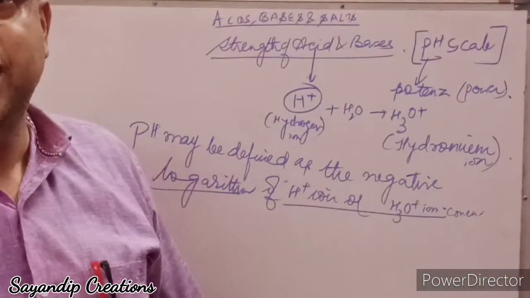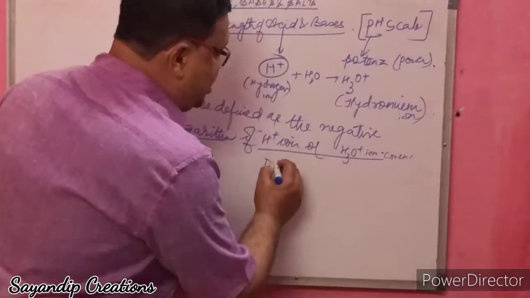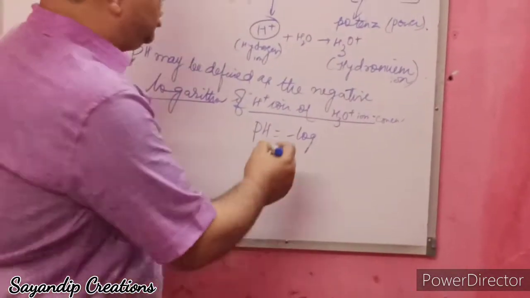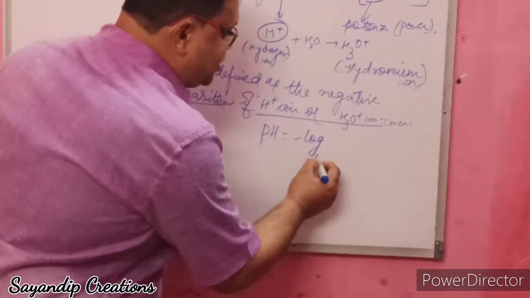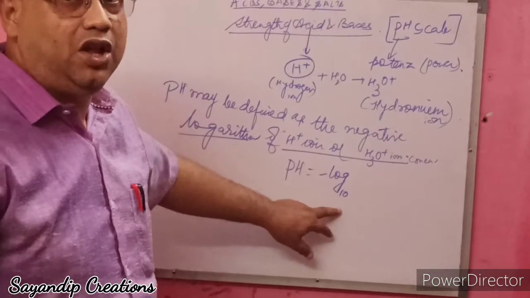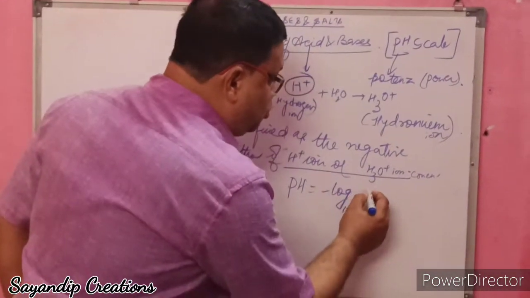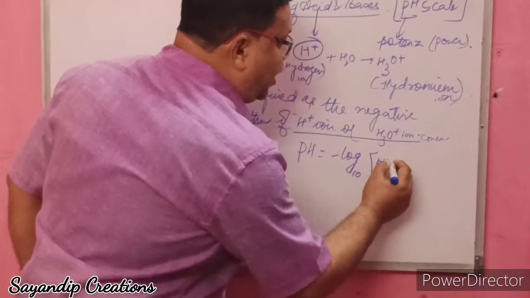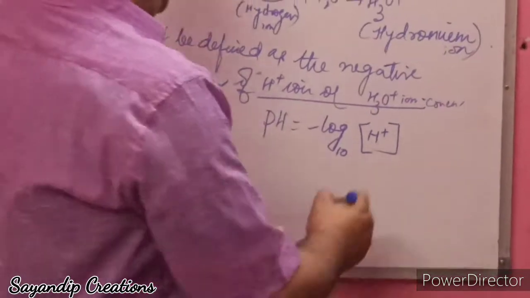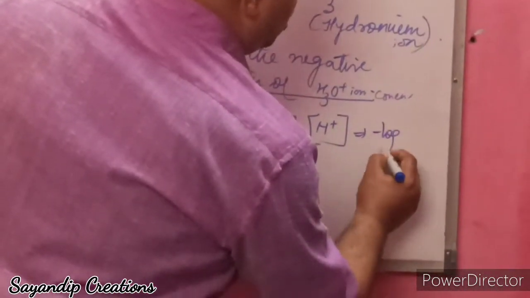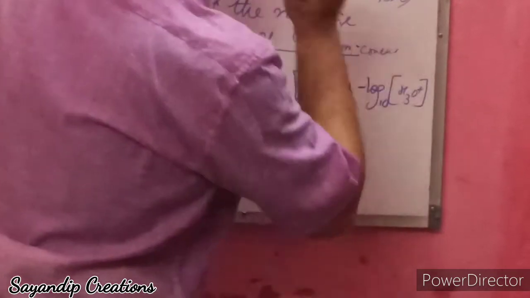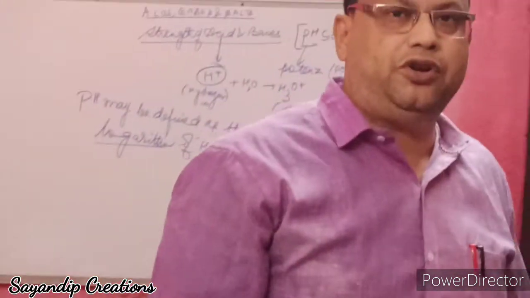What is the formula of that? The formula of pH is minus log. Minus log means logarithm to the base 10. Please note, this is minus log base 10 of the hydrogen ion concentration, the negative logarithm of hydrogen ion concentration, or minus log base 10 of hydronium ion concentration. This much is clear to you?